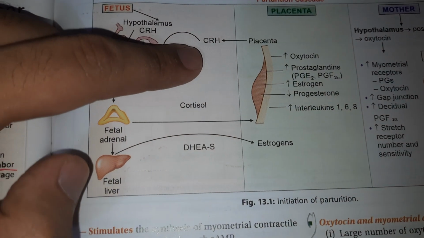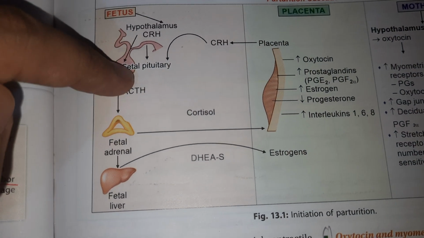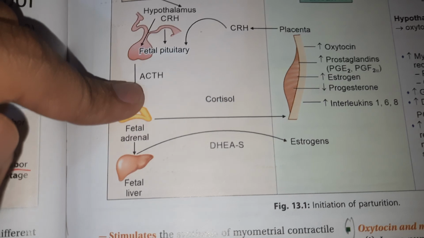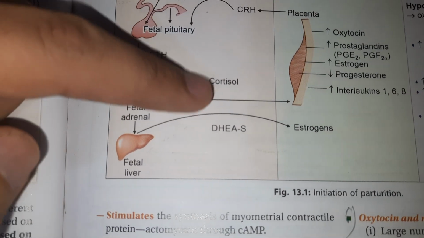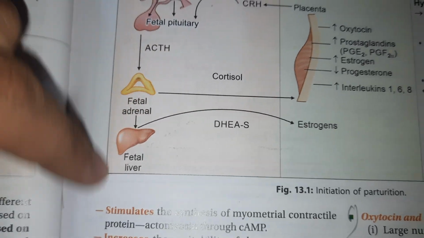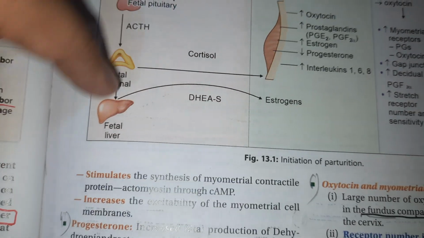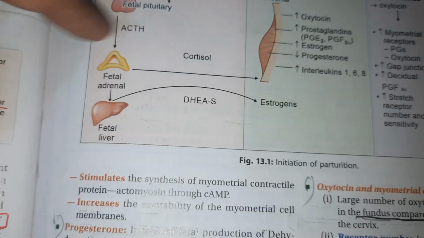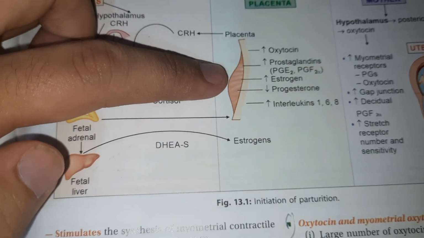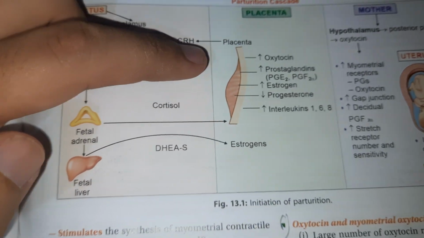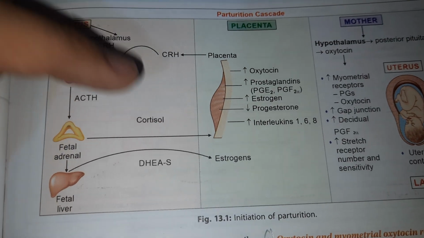Parturition cascade: placental release of CRH acts on the fetal hypothalamus, which causes the fetal pituitary to release ACTH, and the fetal adrenal produces increased cortisol secretion. There is also increased production of estrogen and progesterone from the placenta. The fetal liver helps in the production of estrogen, and cortisol is also released. All of these help in the onset of labor.